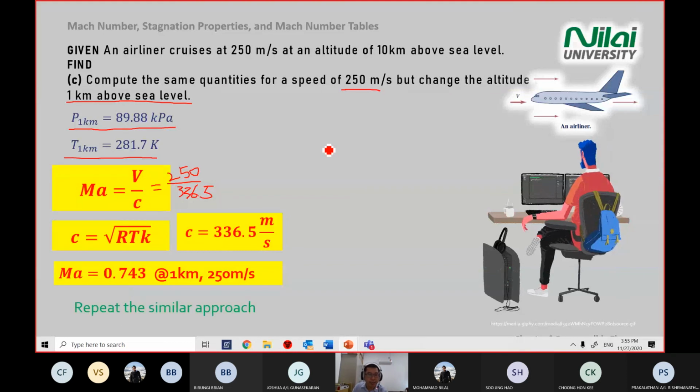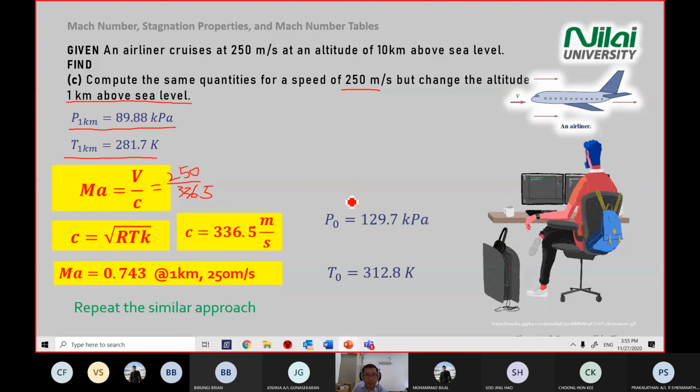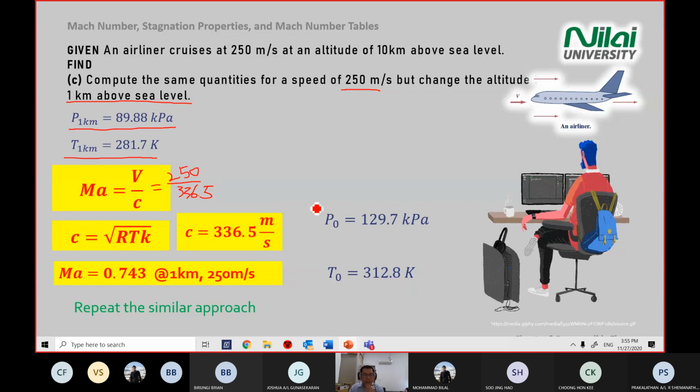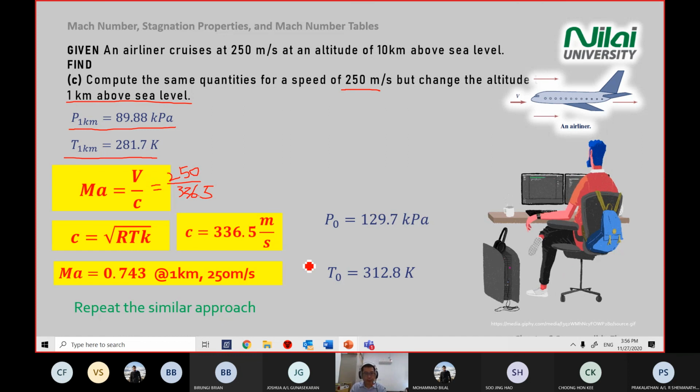Repeat the similar approach like just now. You look at table D.1 and find the stagnation pressure. I give you the textbook reference answer. P0 for C will be 129.7, and the T0 for this section C will be equal to 312.8 Kelvin. This one, you do your calculation and then see whether you understand or not. This is just a reference answer for you to check whether your calculation is correct or not.